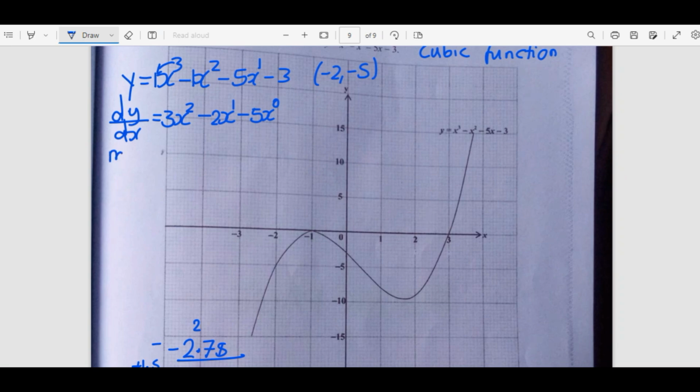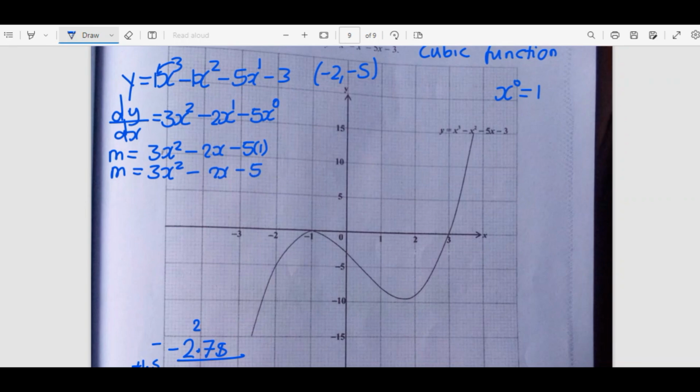Where there is dy over dx, we can replace it with m. We have 3x squared minus 2x minus 5 times 1. Where is the 1 coming from? x raised to the power 0 is equal to 1. So m is equal to 3x squared minus 2x minus 5.